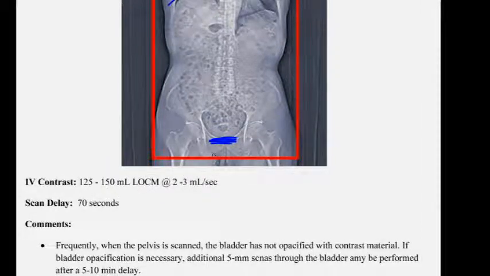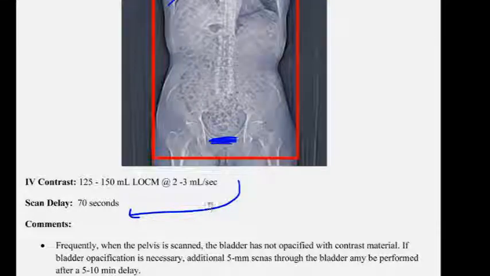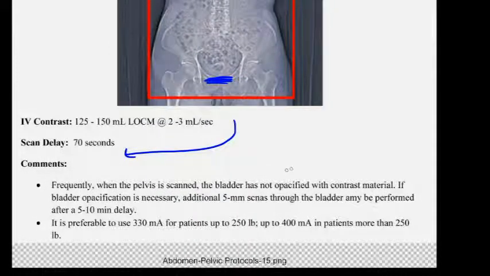The IV contrast is much the same. It's 125 to 150 at 2 to 3 milliliters per second. And even our scan delay is going to be 70 seconds. However, frequently when the pelvis is scanned, the bladder has not opacified with contrast material. Usually at 70 seconds, you're not even going to see any contrast inside the bladder, and you're still going to be going through the corticomedullary phase for the kidneys.